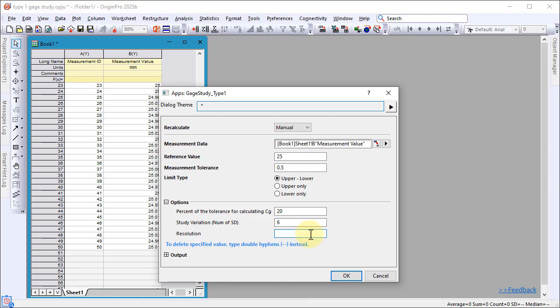Resolution is the finest unit of measurement that the gauge is capable of detecting. The new micrometer can detect 0.01 millimeters. We'll enter this under resolution.